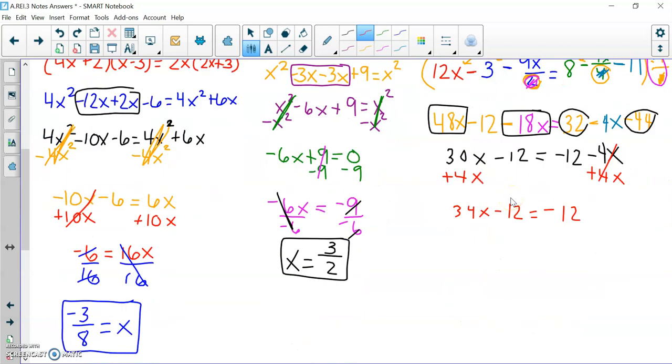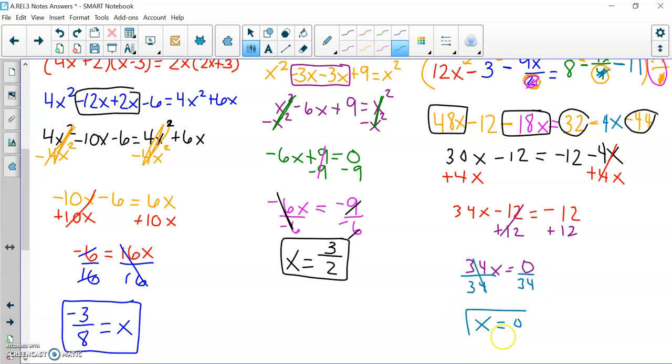And then I'm going to add 12 to both sides to get a 34x is equal to a negative 12 plus a 12, which is just a 0. And then I can divide by 34 on both sides to get just x is equal to 0.